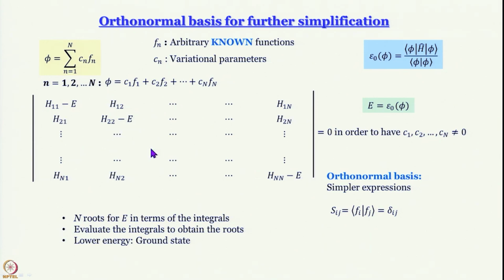Okay. So this is what you get, H11 minus E, H12, H13, so on and so forth until H1n. Then when you go down, H11 minus E, H21, H21, so on and so forth until Hn1. Diagonal elements Hii minus E, that is what you get. And then already the expression has become simpler. What about H12 and H21?